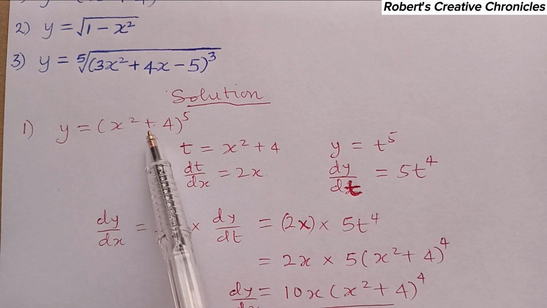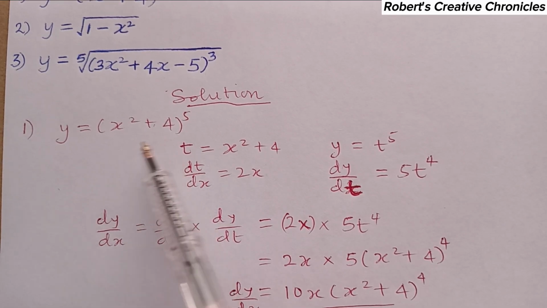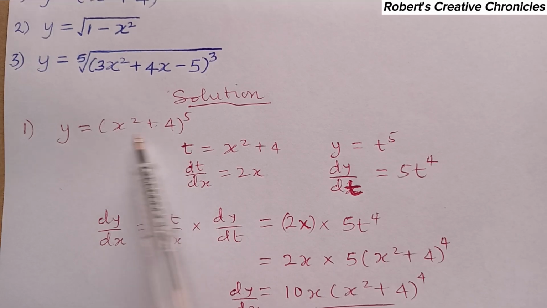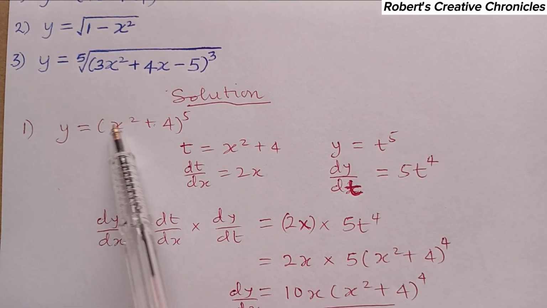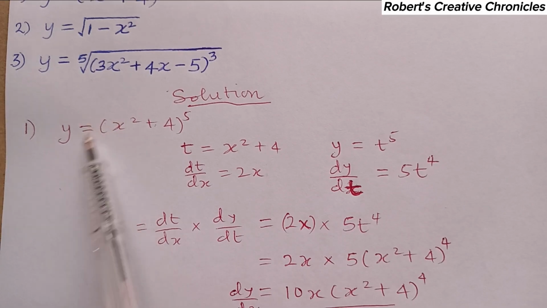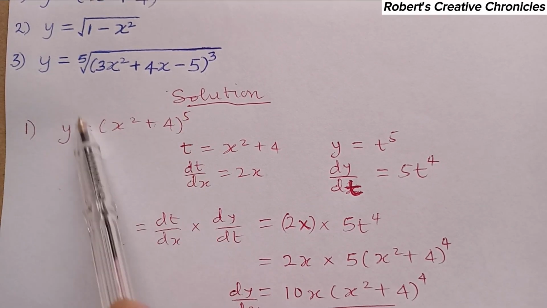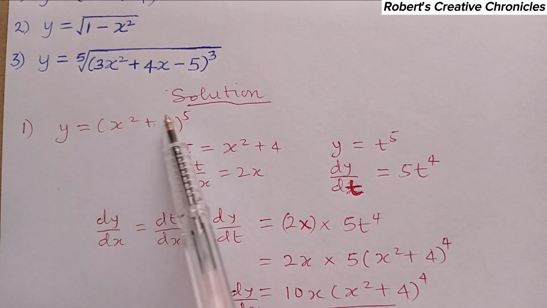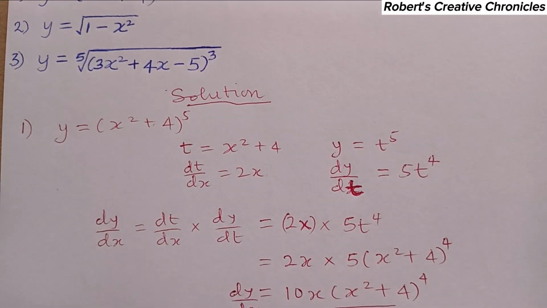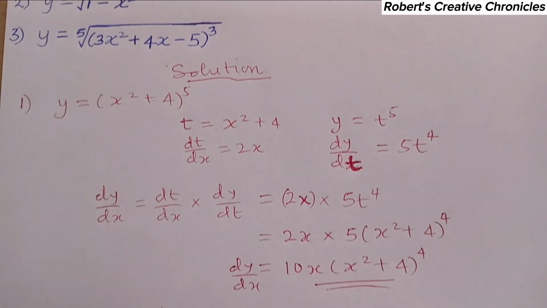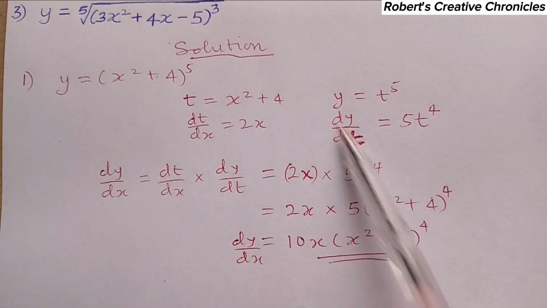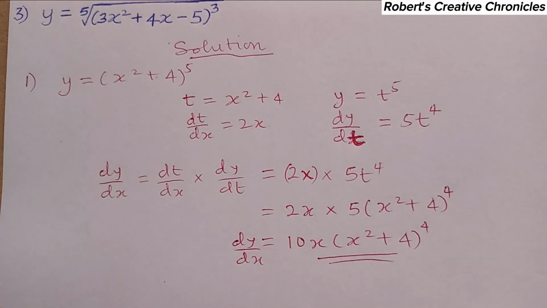Here is a shorter method. You can use it for OBJ exams. You just differentiate the one we did at the beginning, it becomes 2x, then you multiply it by 5, the derivative of the outside one, 5 times (x squared plus 4) raised to the power of 4. Then you differentiate fast and you get the answer. You don't even need to write anything down. So this is the longer method and that's the shorter method.